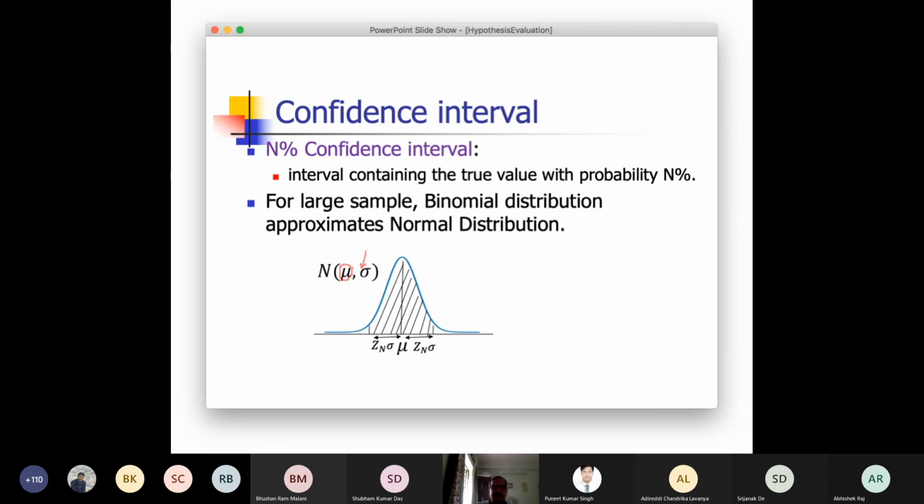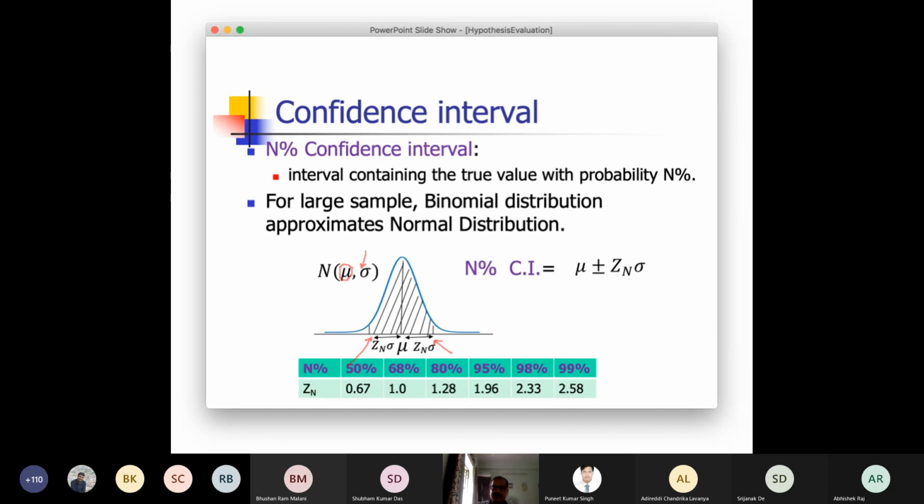Now consider this distribution with mu and sigma. If you define an interval, say, what is this value? This is mu plus Zn sigma, and this is mu minus Zn sigma. So that is the interval. And what is the probability that a random variable following this distribution lies in it? The probability would be the area under the curve over this interval. Depending upon the value of Zn, centering on mu, this is already predefined. You can tabulate it.